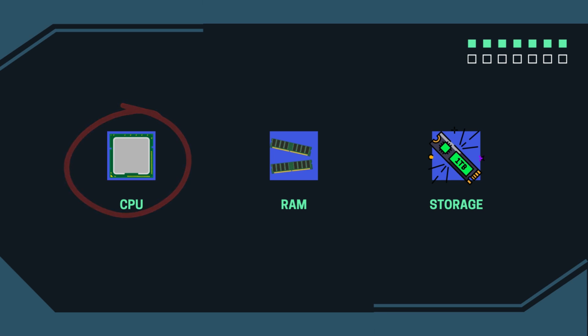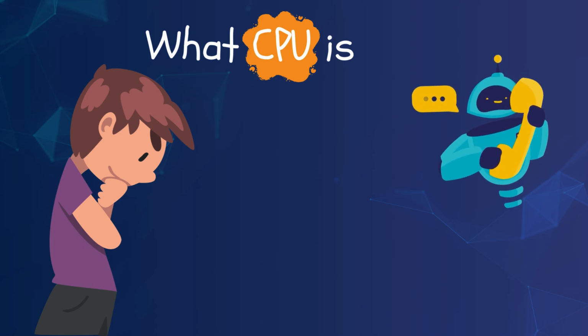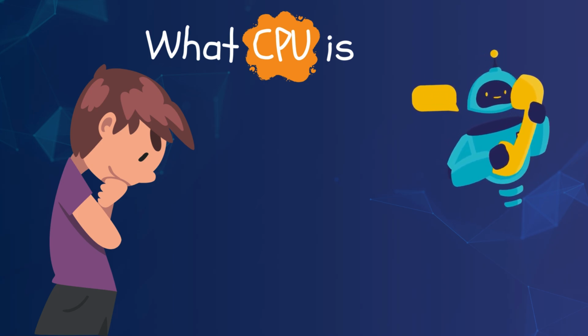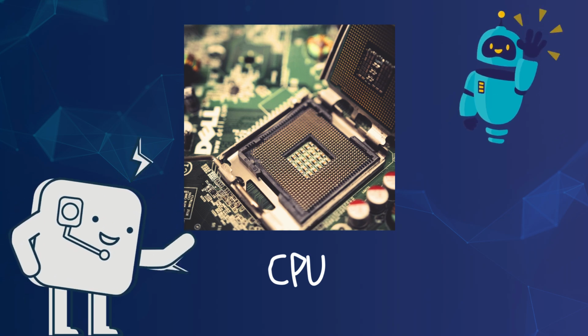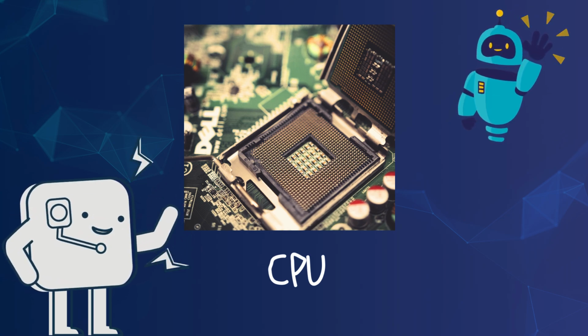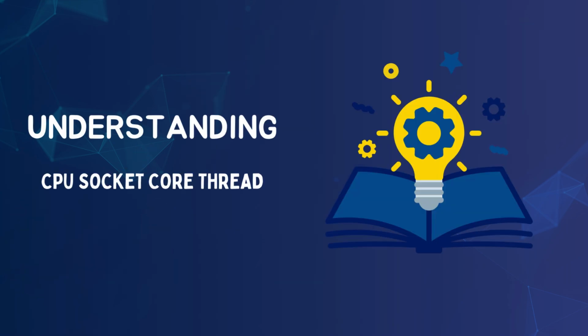Now that we understand how they function, let's start with the CPU first. CPU stands for Central Processing Unit. The CPU is the brain of the computer. It is attached to the motherboard and is responsible for executing instructions. Understanding these components is crucial for optimizing server performance and ensuring efficient operation.